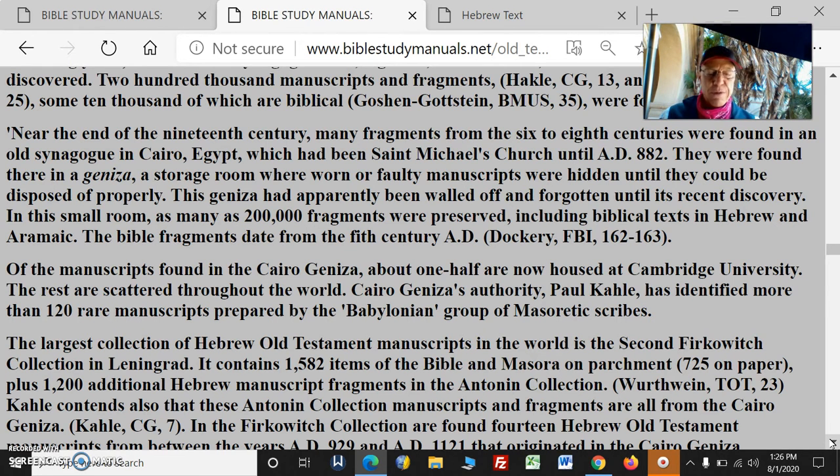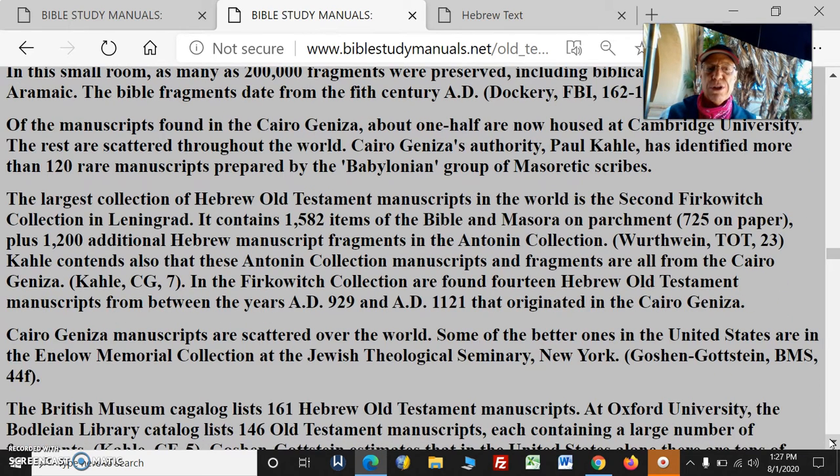The largest collection of Hebrew Old Testament manuscripts in the world is the second Firkowitz collection in Leningrad. It contains 1,582 items of the Bible and Masorah on parchment, plus 1,200 additional Hebrew manuscript fragments in the Antonin collection. Kahle contends also that these Antonin collection manuscripts and fragments are all from the Cairo Geniza. In the Firkowitz collection are found 14 Hebrew Old Testament manuscripts from between the years AD 929 and AD 1121 that originated in the Cairo Geniza.